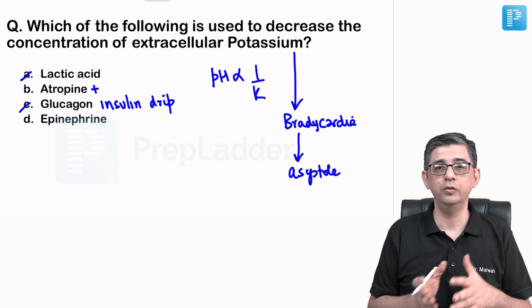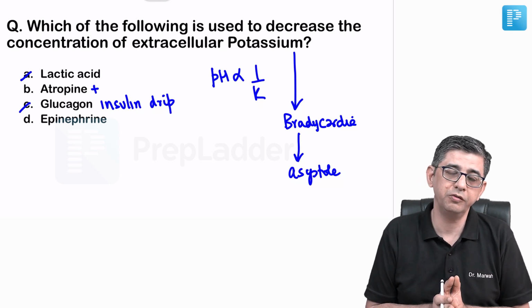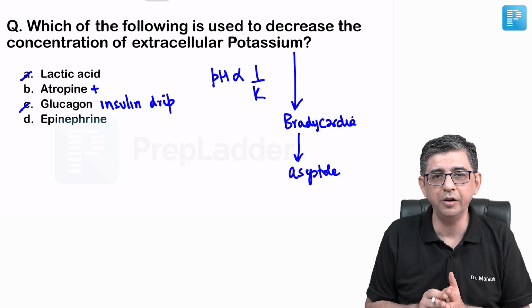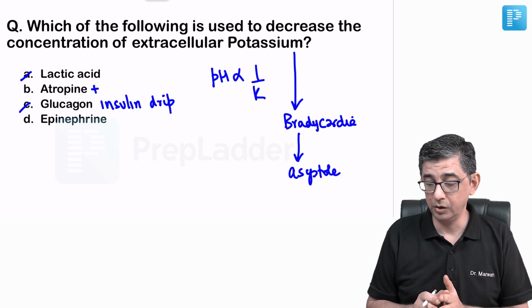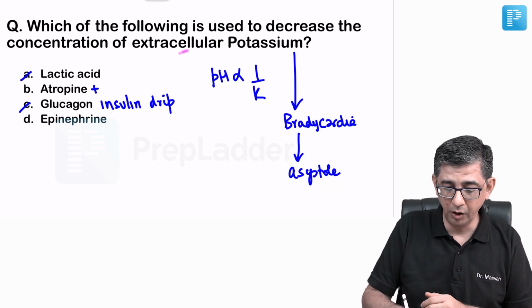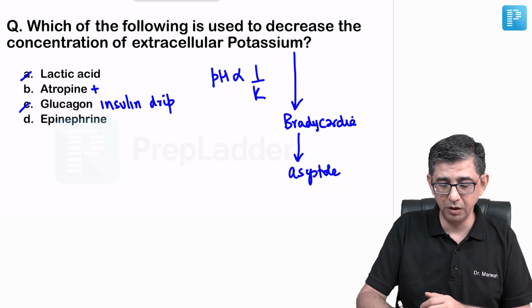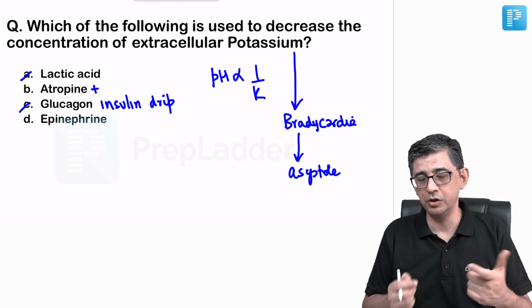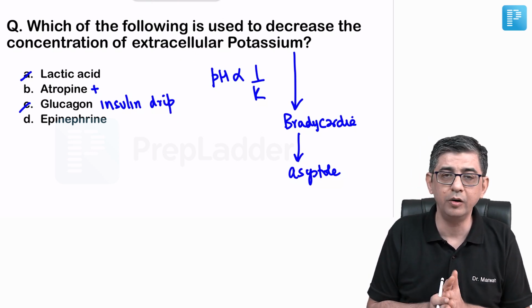I initially had the wording wrong. When I went through this the first time, people said, sir, hyperkalemia treatment was asked. And I thought, okay, why not bradycardia and then atropine? But the point is, the question said, how do you decrease the concentration of extracellular potassium? So let me give a short explanation, 30 seconds, and then I narrow down to the answer.